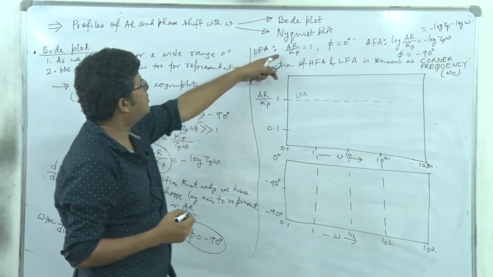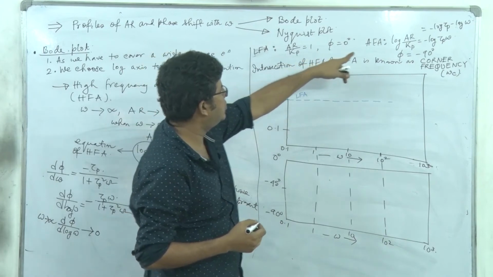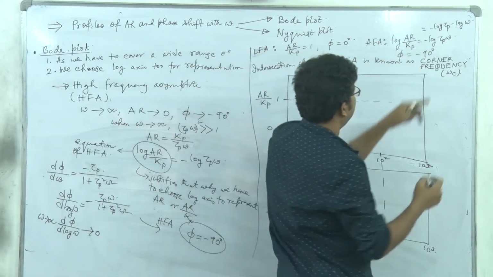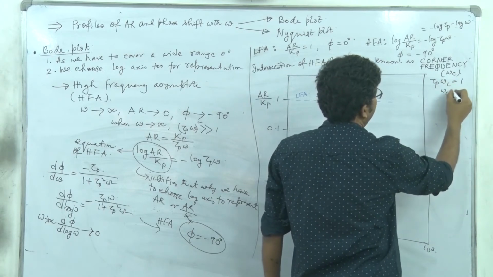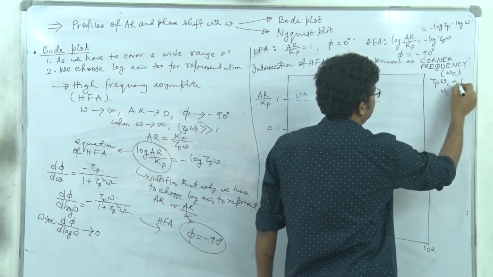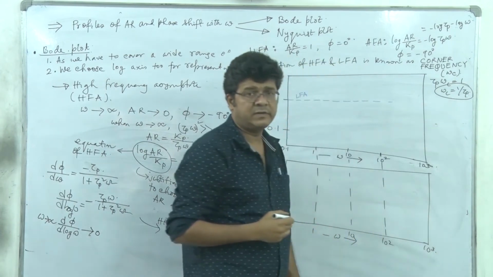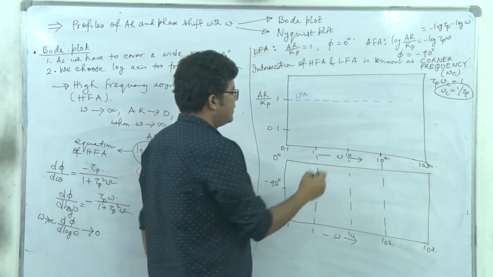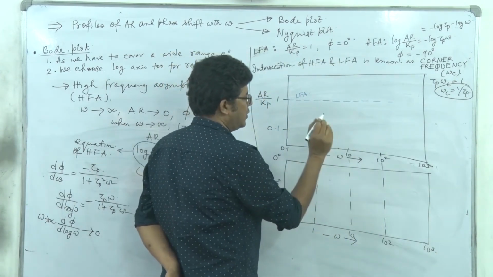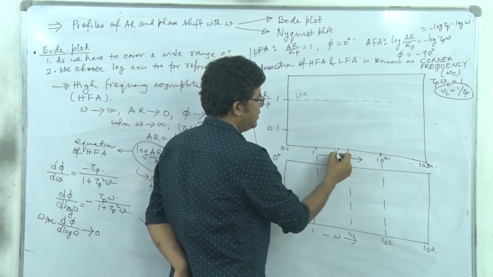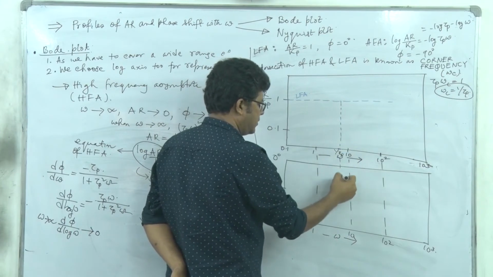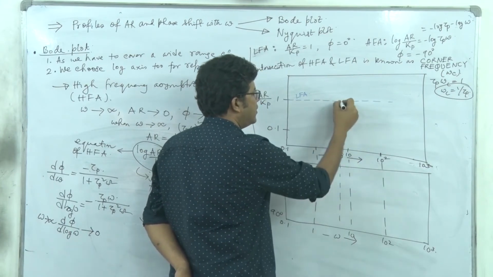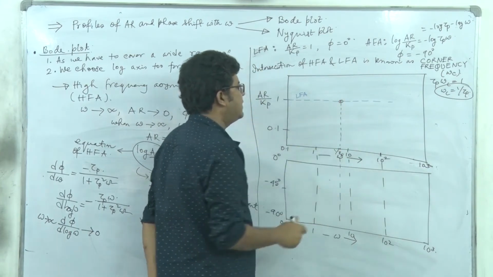Now we have AR by Kp equal to 1. Here log of AR by Kp equals this. So tau p into omega C is equal to 1. So omega C is equal to 1 by tau p. This is the corner frequency for a first order system. So let's say tau p is somewhere here. We don't know. Sorry, 1 by tau p is somewhere here. So this is 1 by tau p. This is the point of intersection.